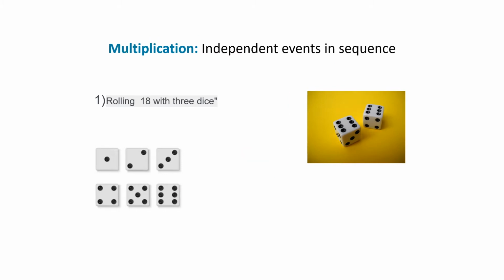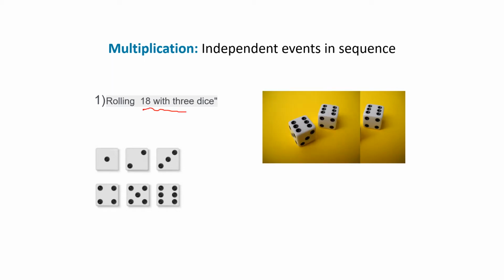Okay, now let's try to solve this question. Rolling 18 with 3 dice, and this is again very easy. So instead of 2, you will have 3, but still you have 1/6. So you have to multiply 1/6 3 times, and this will be the answer.